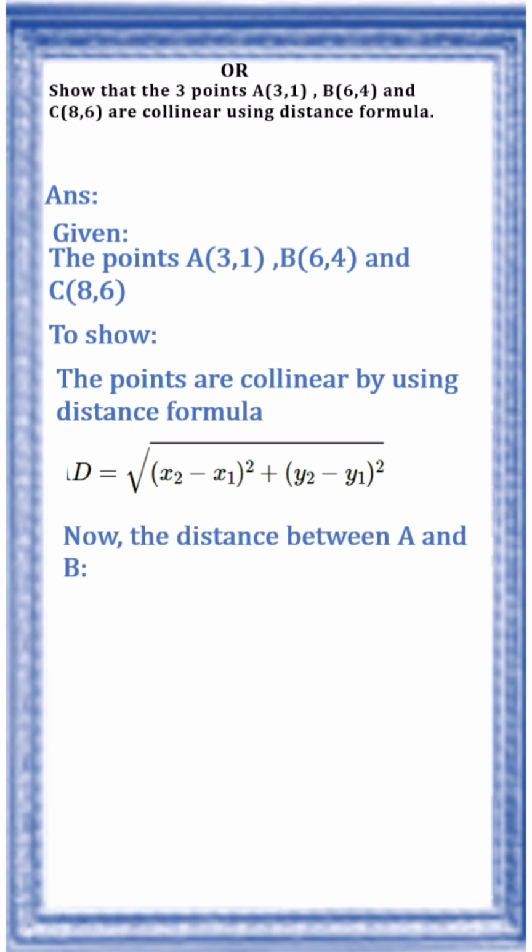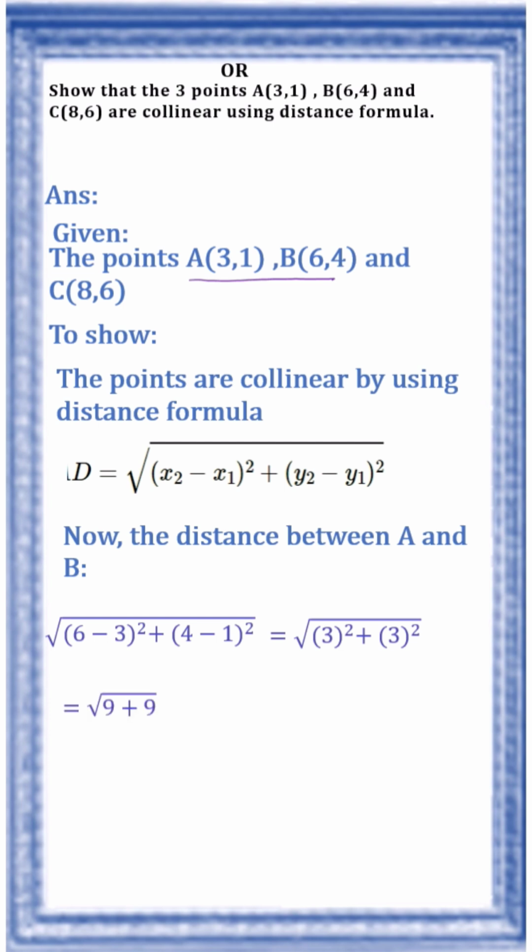Now the distance between A and B, AB. What is it? Let us substitute the values. We will get square root of 3 square plus 3 square, that is equal to square root of 9 plus 9. So square root of 9 into 2, square root of 9 is 3. So 3 root 2 units.